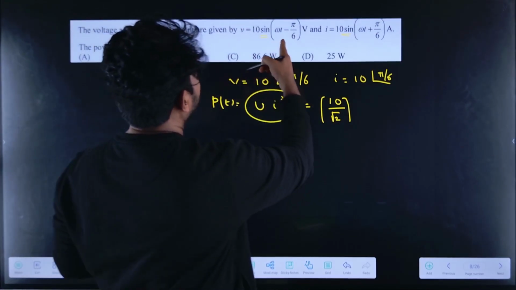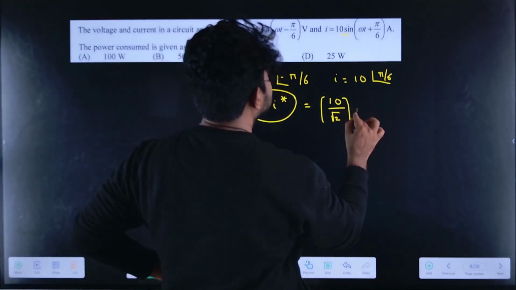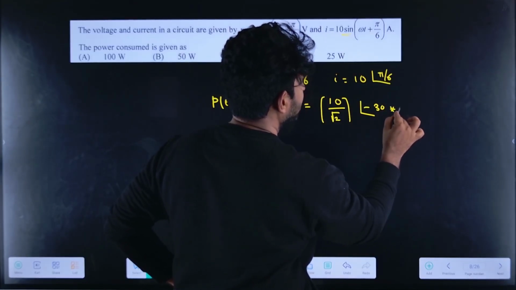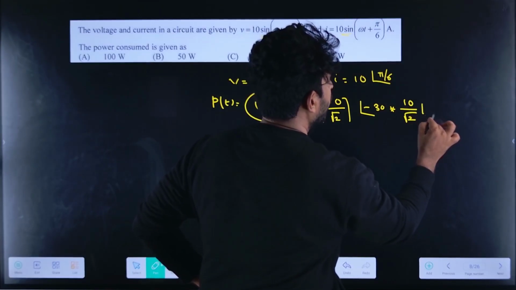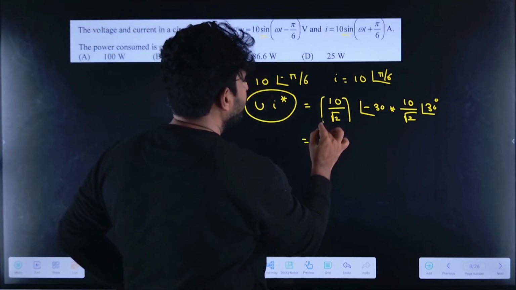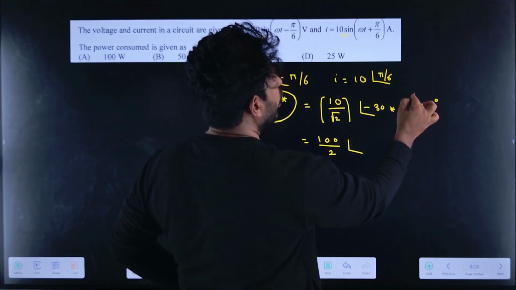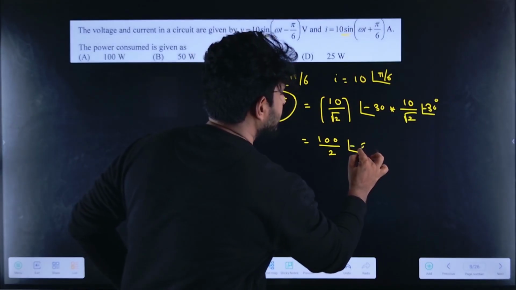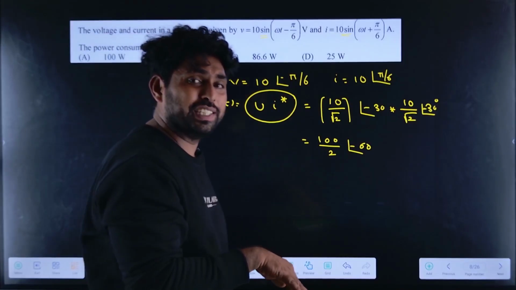So at an angle of minus pi by 6, which is minus 30 degrees, into 10 by root 2 at an angle of 30 degrees. Both are 10, right? So if I multiply both, 100 by 2 at an angle of, since this is a complex conjugate, I can write this also as minus 60 degrees.